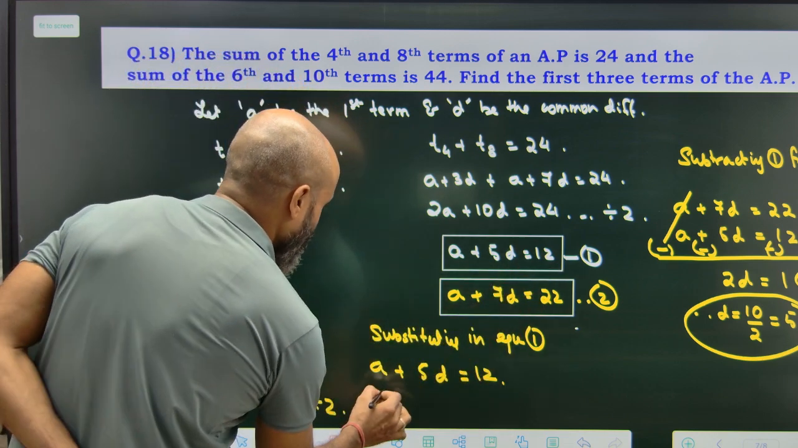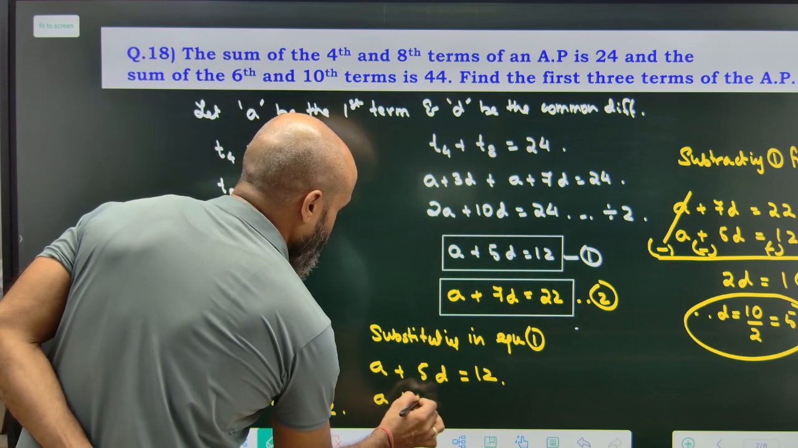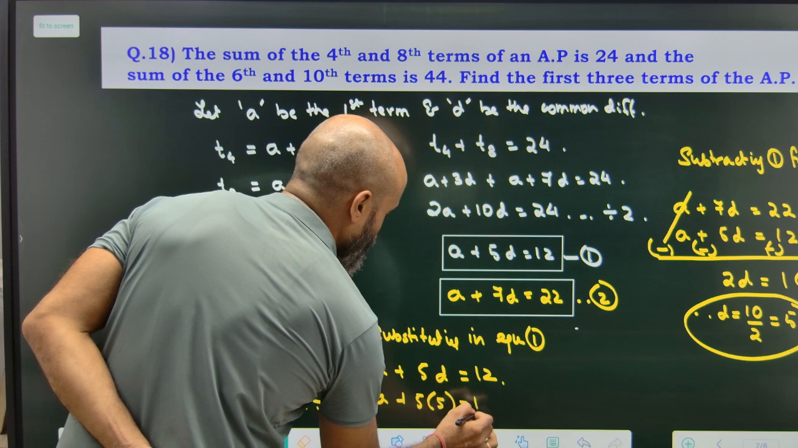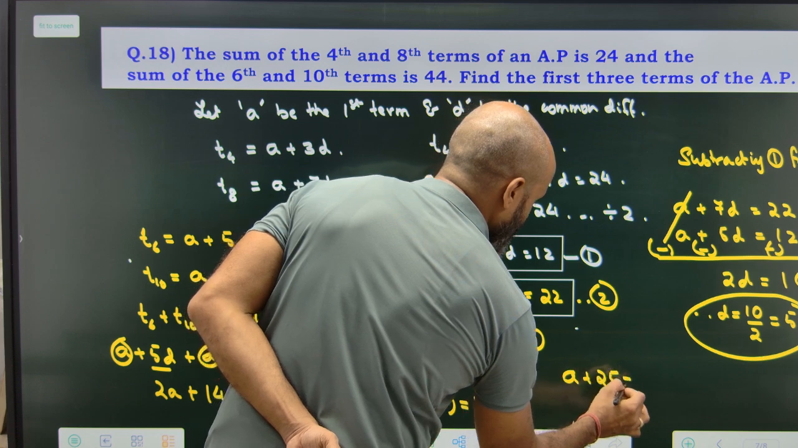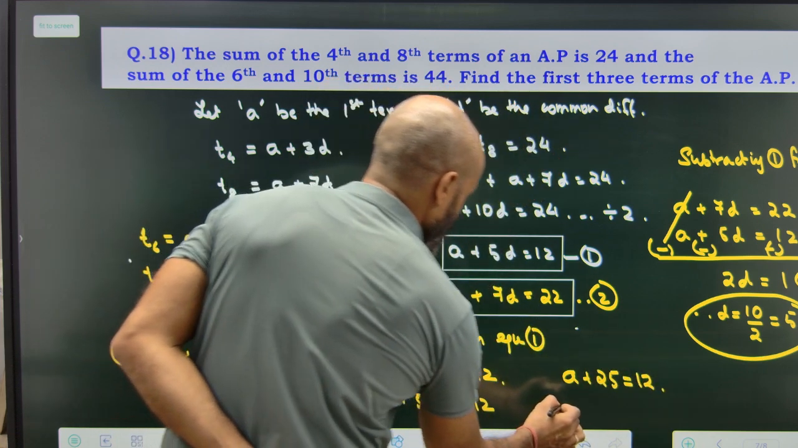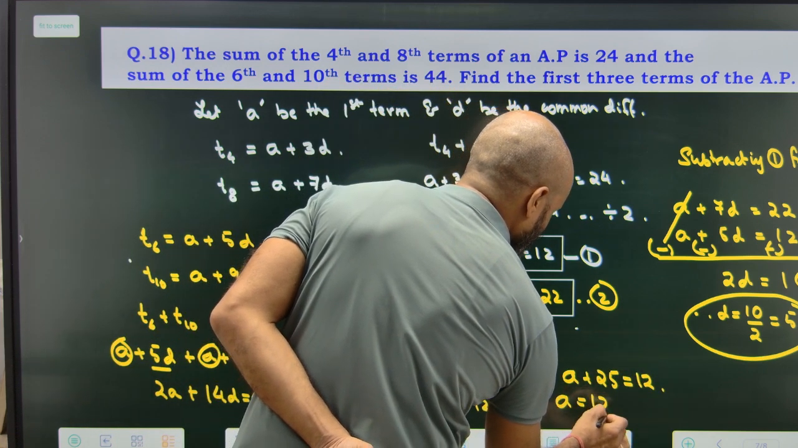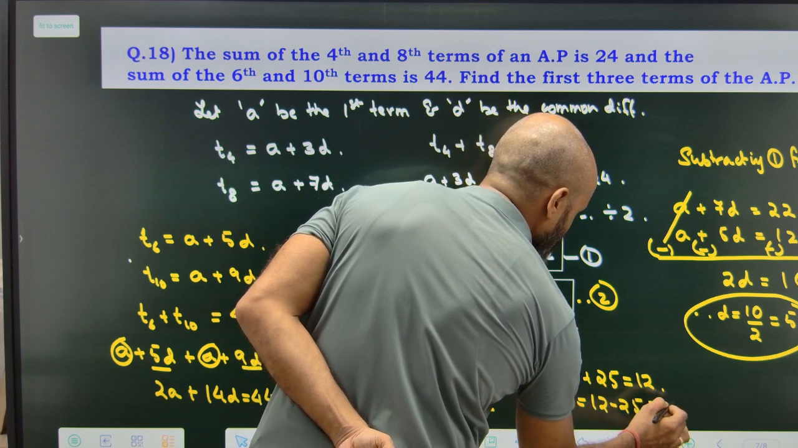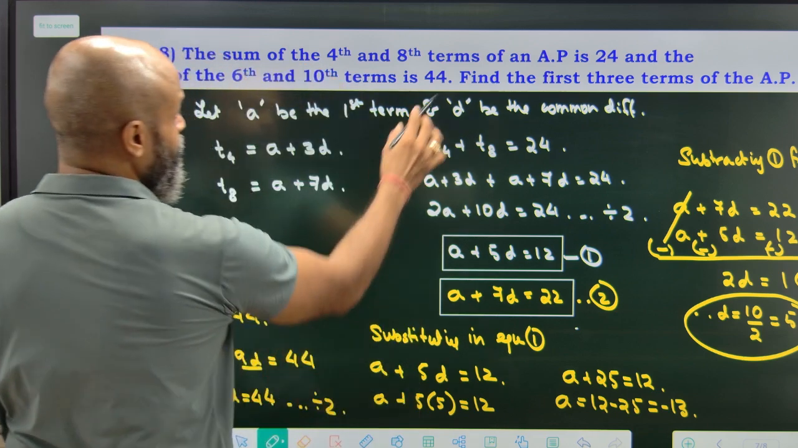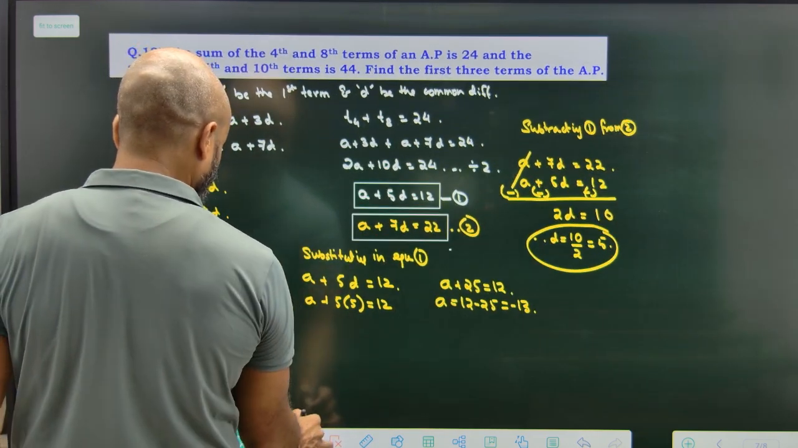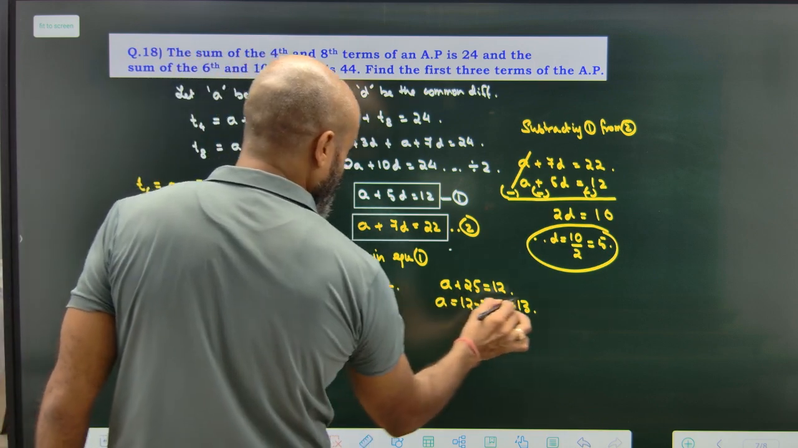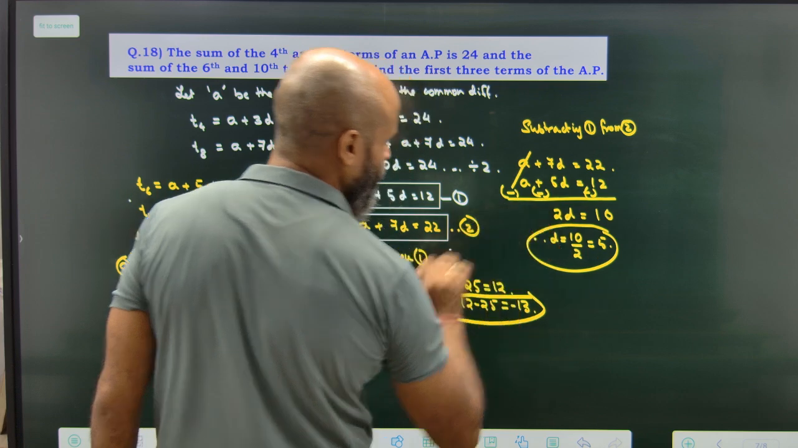So here we have A plus 5 into 5 is equal to 12. So that will be A plus 25 is equal to 12. So this will be A is equal to 12 minus 25, that is minus 13. Okay, you have to find the first three terms of the AP. So now we know that the value of A here is minus 13 and the value of D is 5.